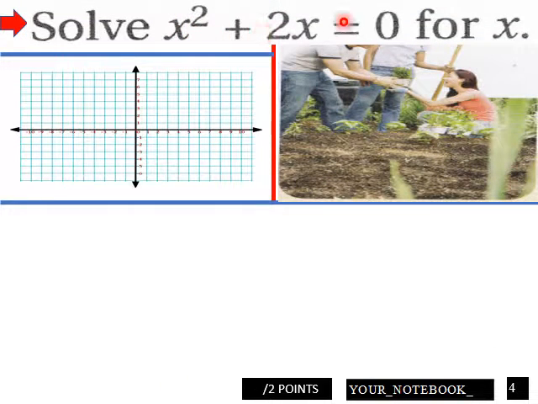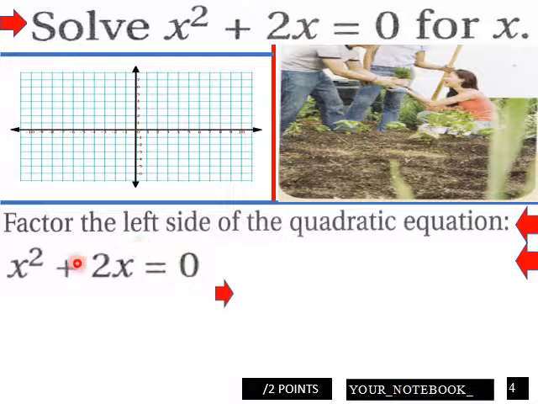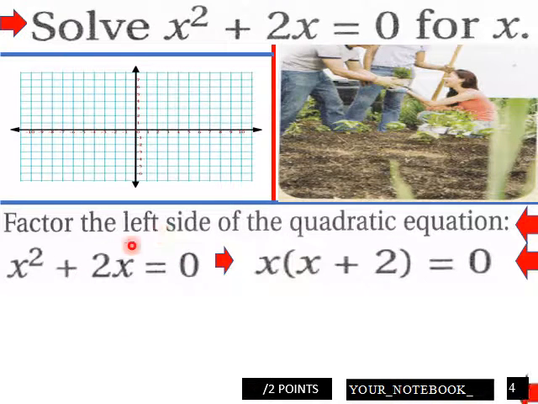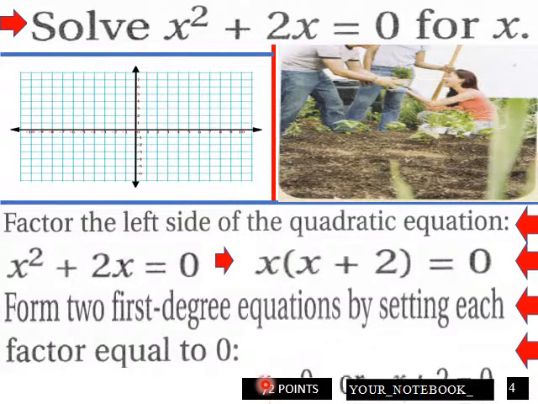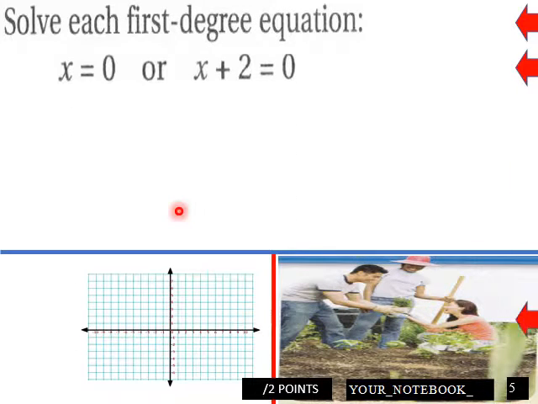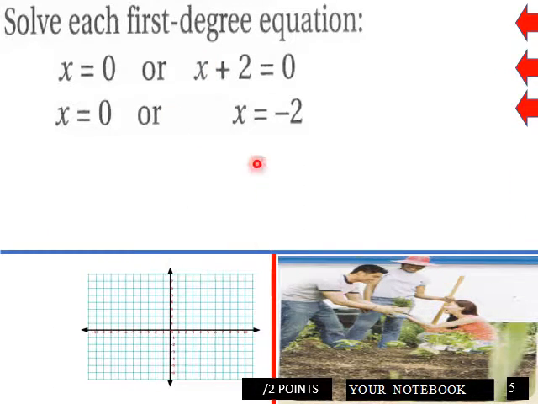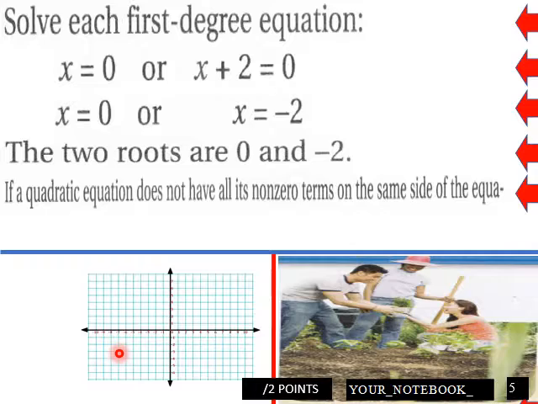So for x squared plus 2x equals 0, we need to solve for x here. Factor the left side of the equation. So we factor out an x. It's formed of two first-degree equations by setting each factor equal to 0. So x equals 0 and x plus 2 equals 0, so x equals negative 2. So negative 2 would be a solution there. The two roots are 0 and negative 2.